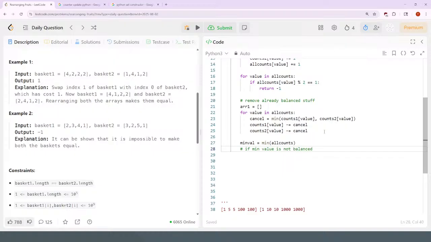for example, let's say the min value is 1, 1, 1, let's say 5, and 5,000, 1,000, 100, 100. Use min value to balance the biggest unbalanced thing.